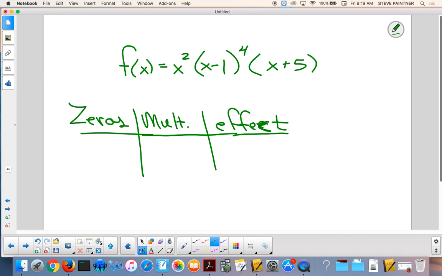Cross yours out. Because yours isn't even factored. You guys would have had to factor yours to get to this point. Okay? Sorry, guys. Now it should make more sense to you, doesn't it? Yeah, now do it.